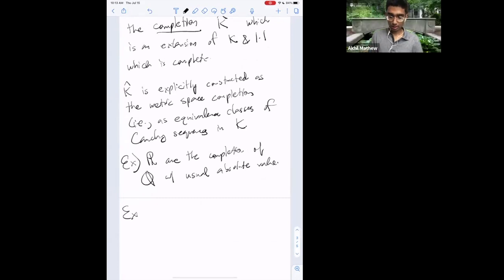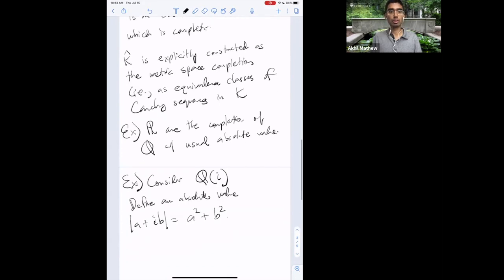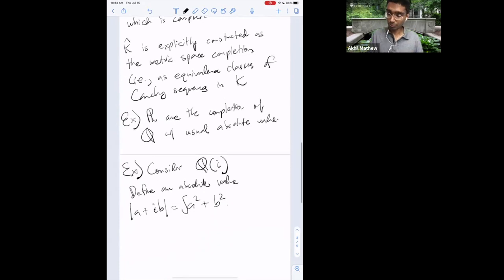Right. So another example I want to give: let's consider the rational numbers where you've added a square root of minus one, so Q adjoin i, and define an absolute value such that the absolute value of a plus i times b is the square root of a squared plus b squared. So this is an absolute value, and the completion is going to be given by the complex numbers.